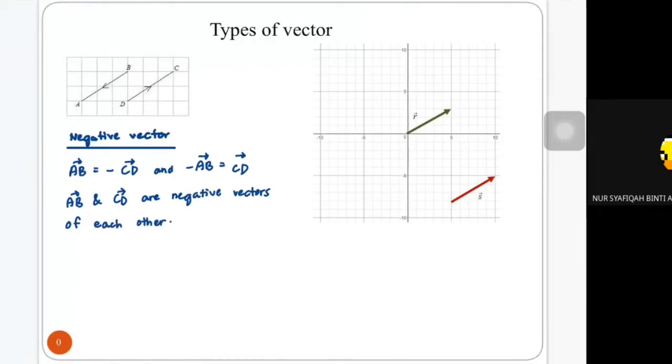The next part here is the equivalent vector. These two vectors are equivalent. This is vector R and vector S. They have the same length and also the same direction.